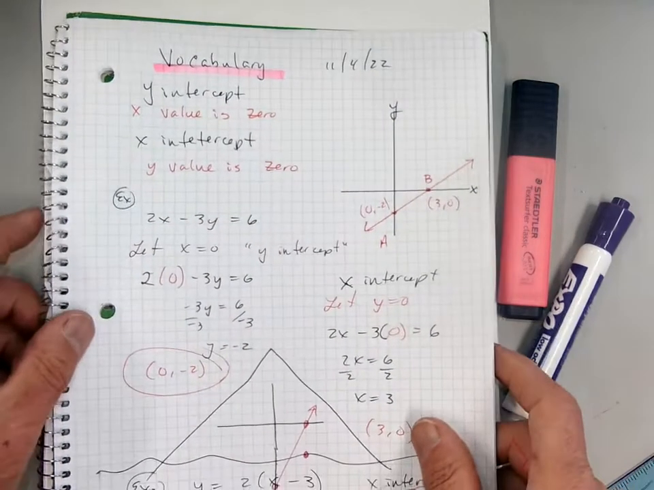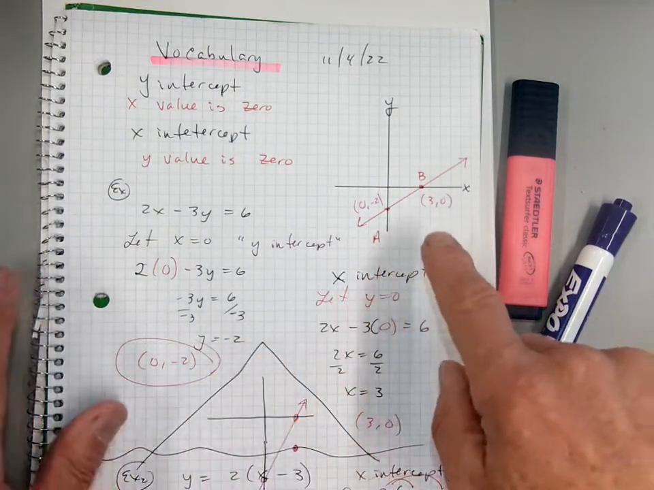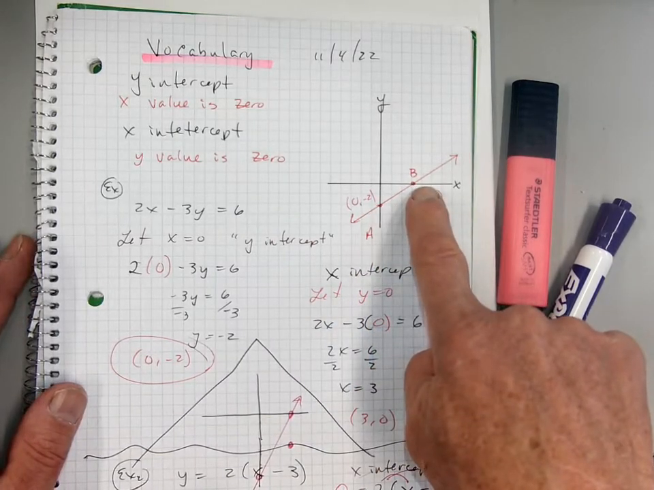Okay, everybody, I'm going to recap the lesson yesterday. We talked about a couple of things. We talked about y and x intercepts on a line.